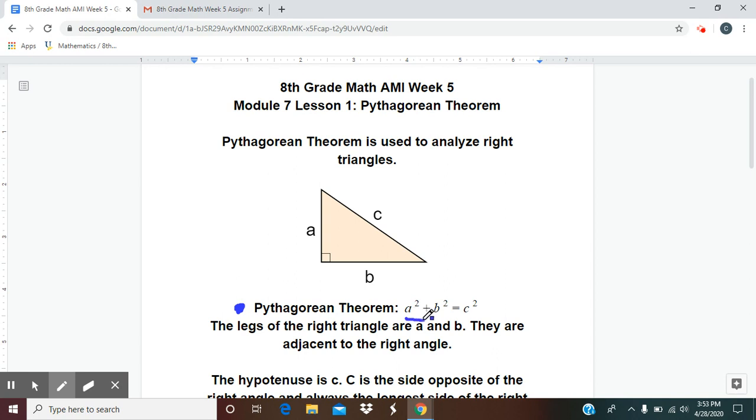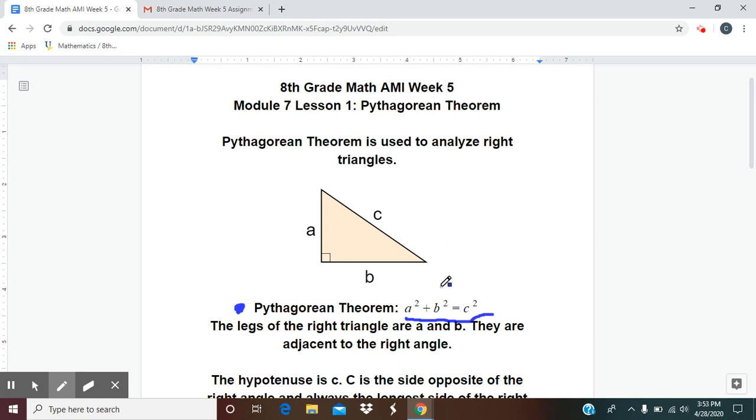And it consists of the following. A squared plus b squared equals c squared. So we can use this theorem in order to find the value of a, b, or c, given that we have two of the other values. So if I have a and b, I can find c. If I have b and c, I can find a. And if I have a and c, I can find b.